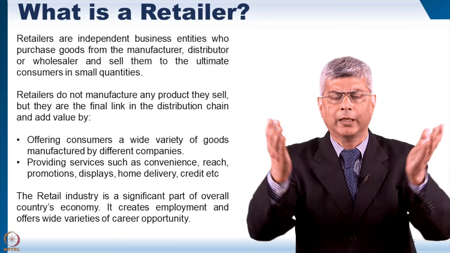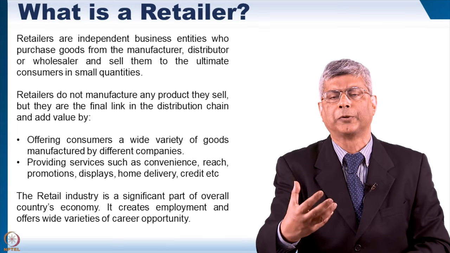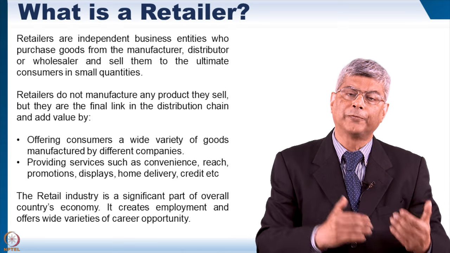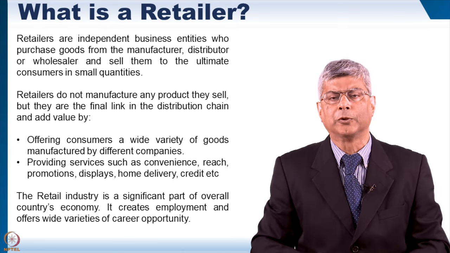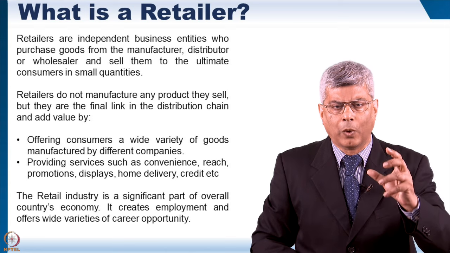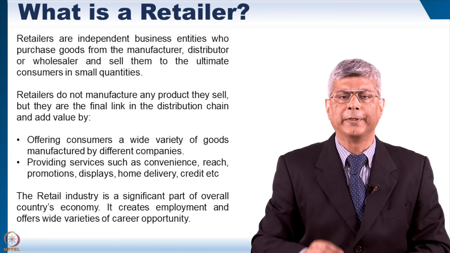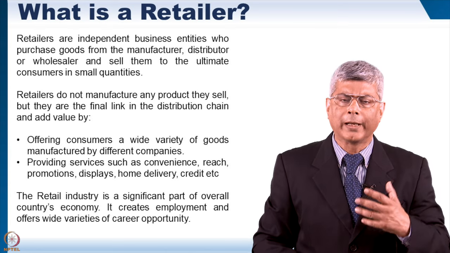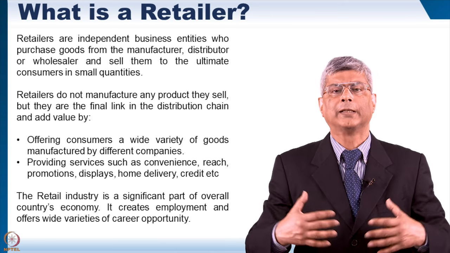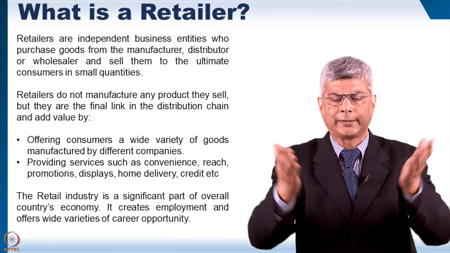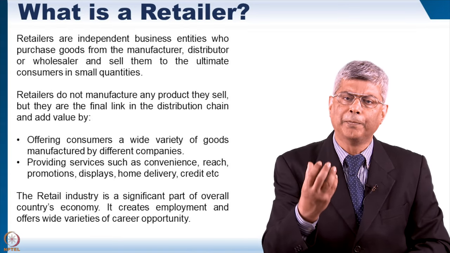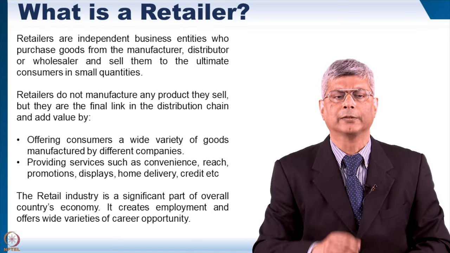So the size reduces, unless, of course, you're Amazon or Flipkart. But the numbers work in different lots. So you may have one Samsung in the world, one Tata Tea in the world, one Dabur, one Emami, one ITC. Distributors can be in thousands, and retailers can be in millions. So as the size decreases, the numbers increase. And that's the beauty of a channel.